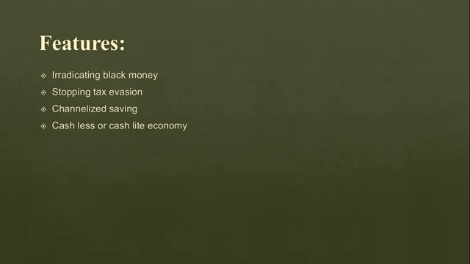Last feature is cashless or cash light economy. After demonetization, we all started using the card for each and every small transaction: the card payment, Google Pay, PhonePe, Paytm, everything, because during that time we were not able to stand in the queue and exchange our money. Instead, we used to pay directly through online payments. So due to this, what happened? The cashless economy or cash light economy got boosted and got more and more importance. So these were the last features, and after this we will see the impact.